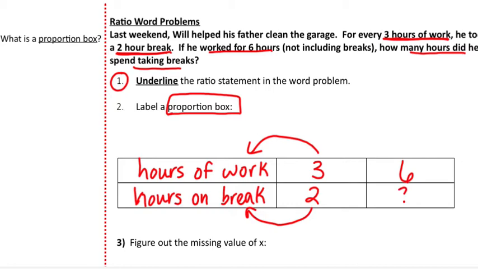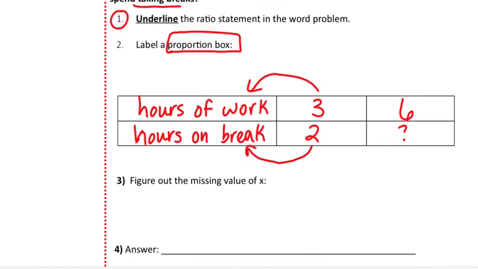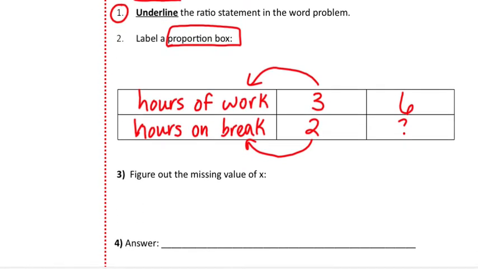I need to figure out what that number is. Now you guys have already worked with this. You've filled in equivalent ratios on a table before this learning target. So that's really all you're doing. Now that we've set up our proportion box, we know what we're looking for, and we have our labels, step 3 is figure out the missing value of x. Well, this is really what our proportion box did. We have the ratio 3:2. We know that is equal to this ratio, 6 over, we don't know what that number is.